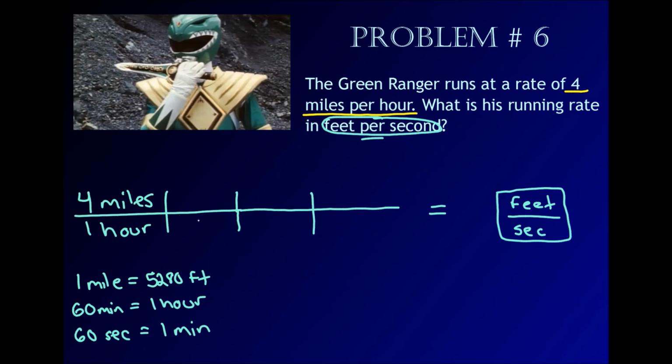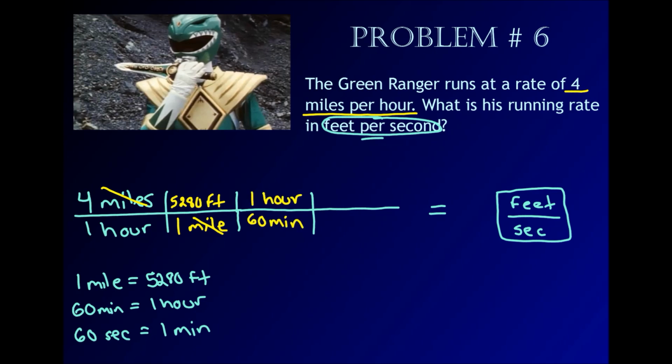I'll start off with miles because miles is on top. I want mile on bottom. So there's 1 mile on bottom. And there's 5280 feet on top. So now we can cancel out miles. So now actually in our conversion table we have feet per hour. We're needing feet per second. So we need to convert hours to second and we'll be done.